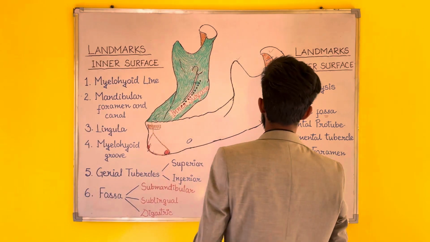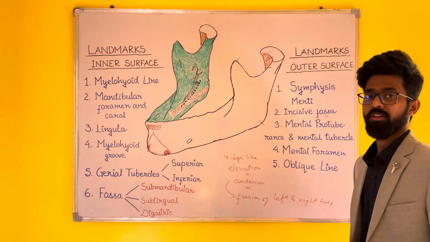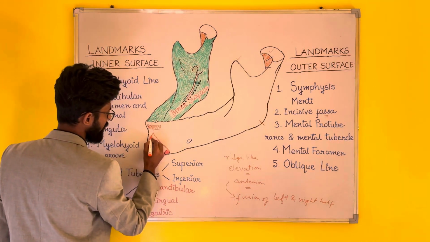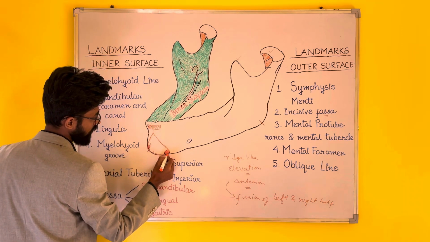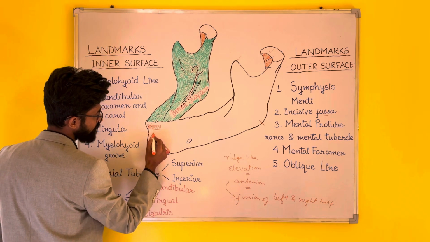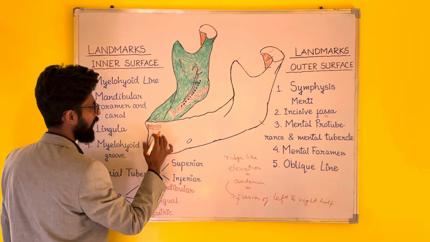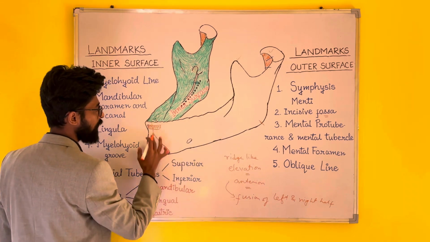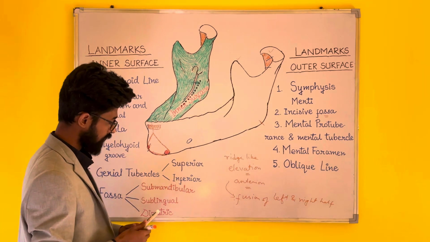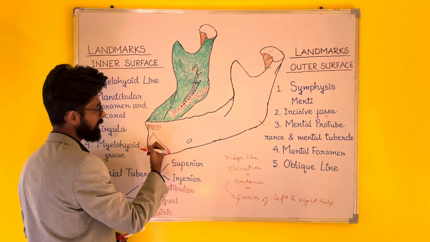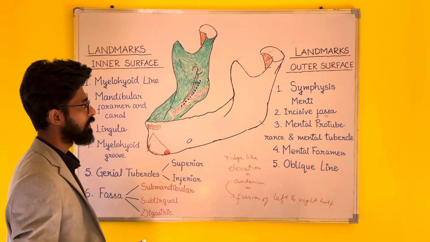Third is the mental protuberance. The mental protuberance is a triangular elevated area, this one, which is present on the anterior aspect of the body of the mandible. So the mental protuberance is a triangular elevated region found in the anterior aspect of the mandible.